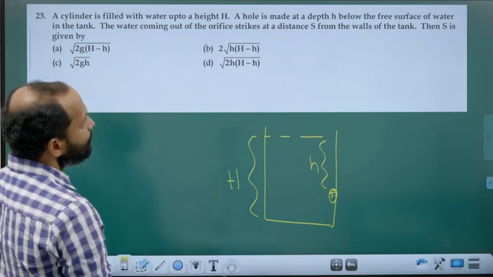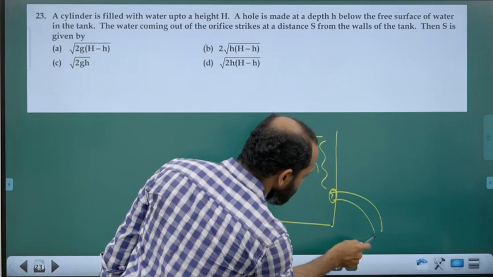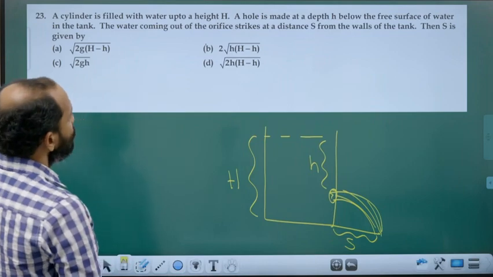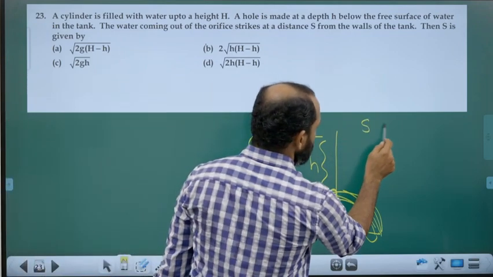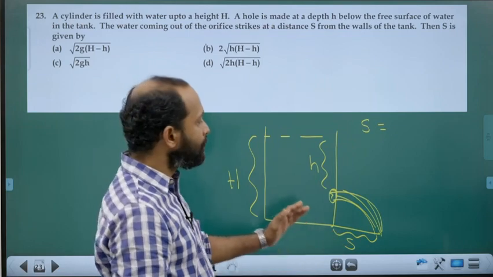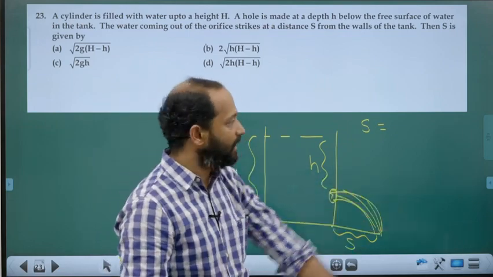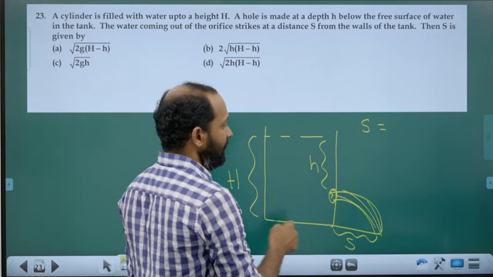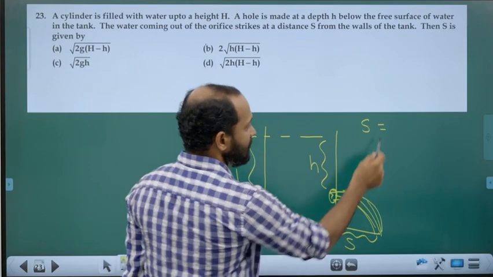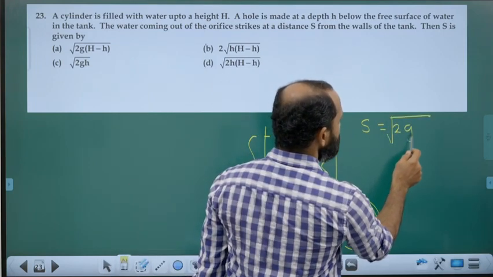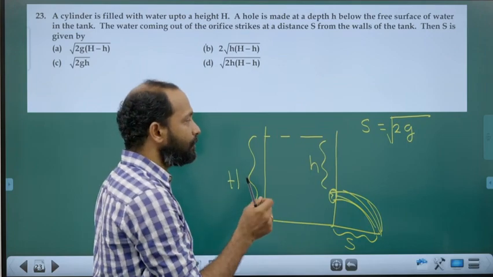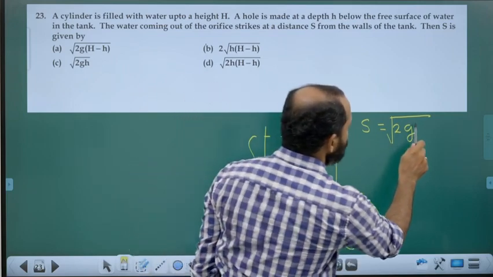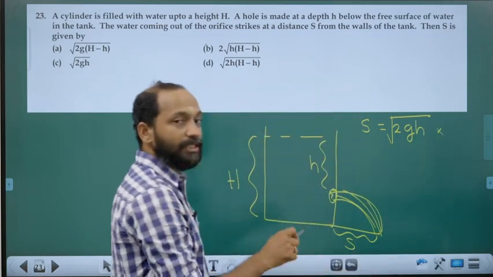Water comes out and strikes the ground at distance S. What is S here? S can be treated as the range of a horizontal projectile, since the water stream acts as a horizontal projectile. So S is equal to velocity into time of flight. Velocity is the velocity of efflux, which is decided by the height of the liquid column above the orifice. Above the orifice the height is h, so the velocity is root of 2gh, multiplied by time of flight.